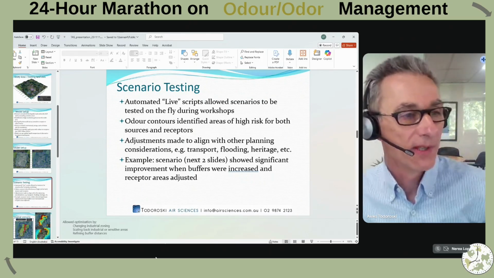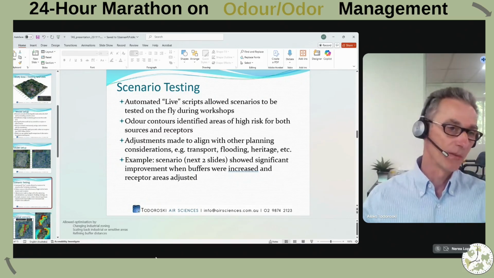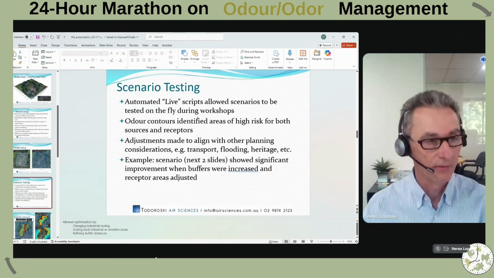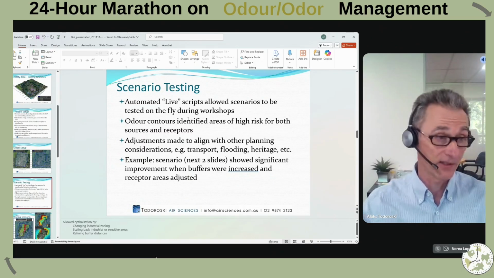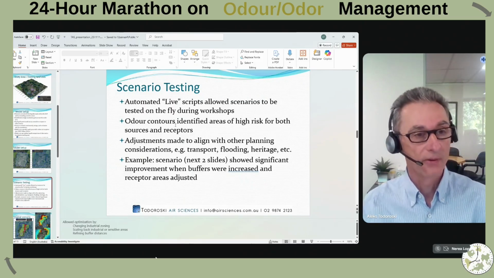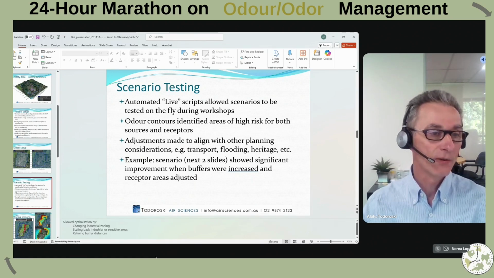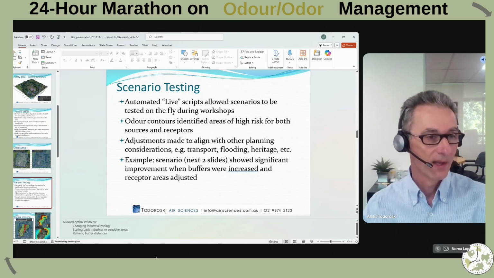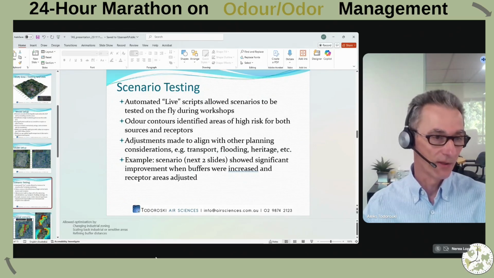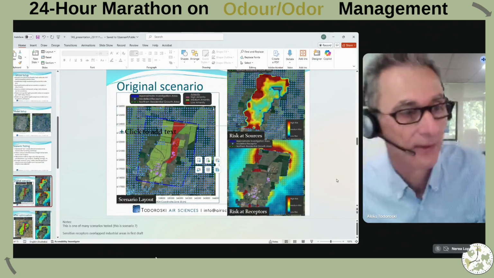A little bit of time on the scenario testing. We automated scripts that allow the models to run in real time while you're presenting. In less time than this talk, you'd be able to set up and run a model and present it. The odour contours identify areas of high risk for both sources and receptors, and you can do adjustments on the fly as you go. So here's how it looks.